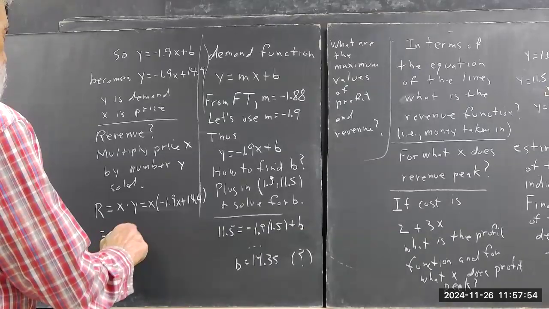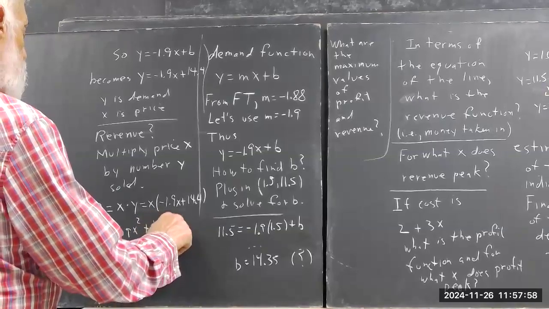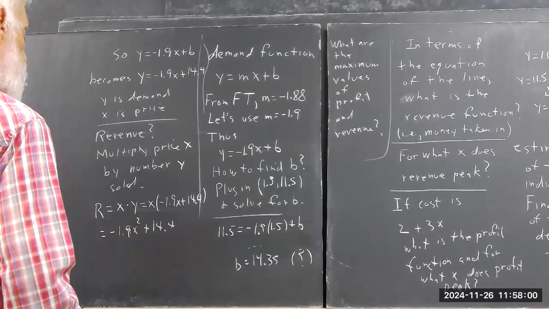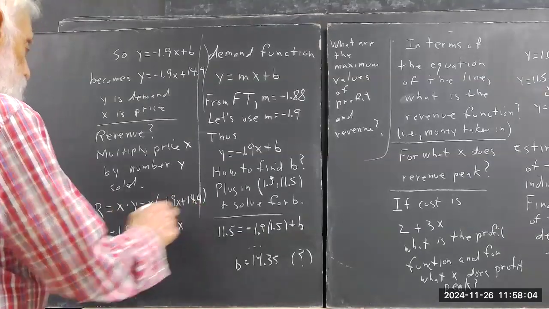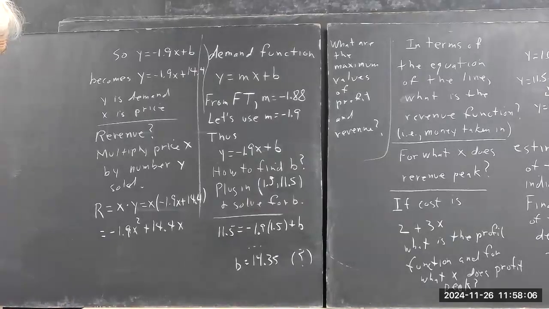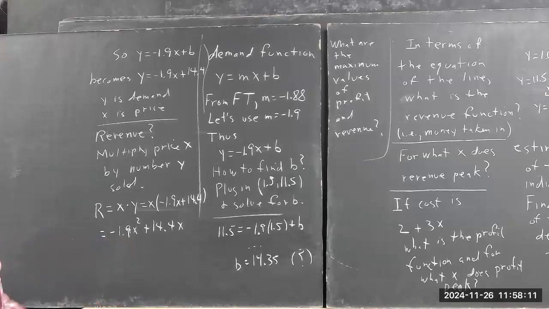That's the negative 1.9x squared plus 14.4x. Standard law, I've got to multiply both of these by x, obviously. Okay, there's a revenue function. Now, what's our maximum revenue?